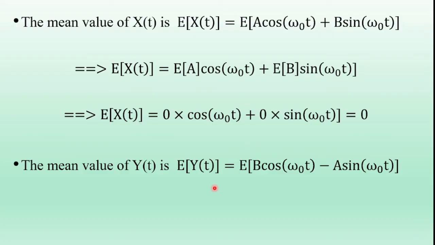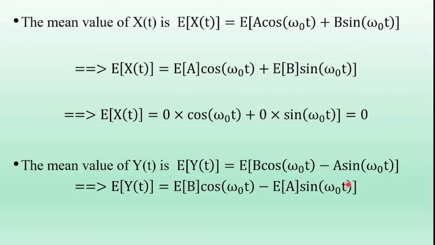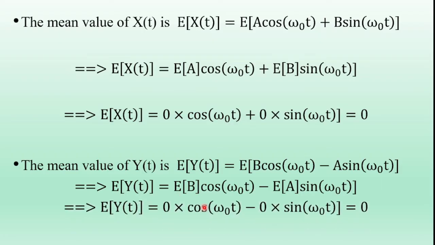Expectation of y of t, given that y of t is b cos omega naught t minus a sin omega naught t. Now here omega naught is the constant, and a and b are the random variables. Using expectation property, the RHS term is expectation of b into cos of omega naught t minus expectation of a into sin of omega naught t. From the given data, expectation of A is 0 and expectation of B is 0, which is equal to 0 into cos omega naught t minus 0 into sin omega naught t, which is 0. So expectation of y of t is equal to 0.